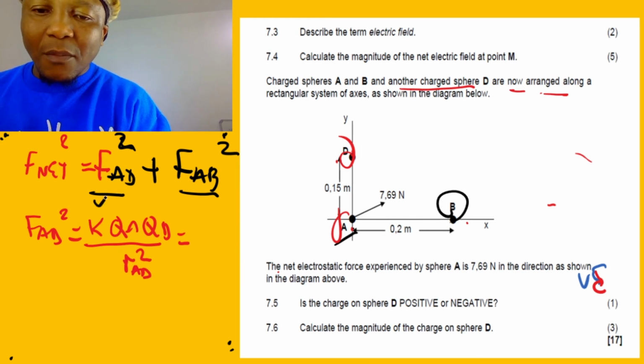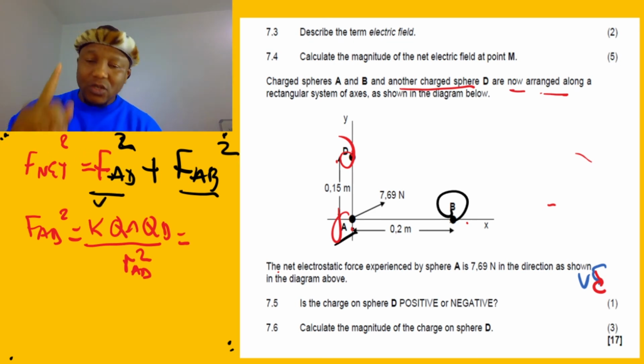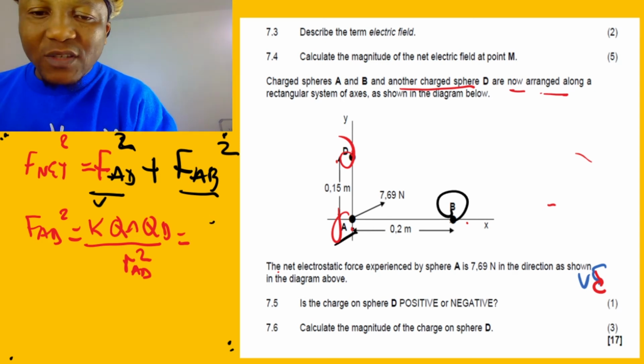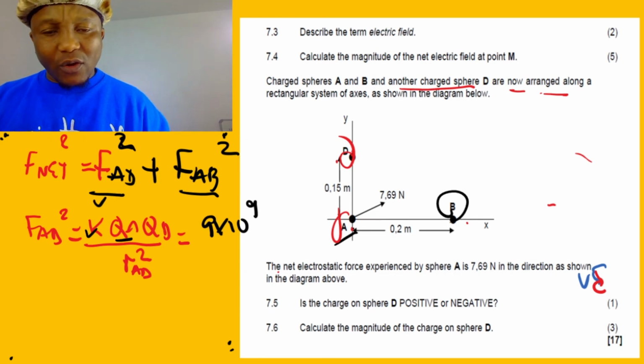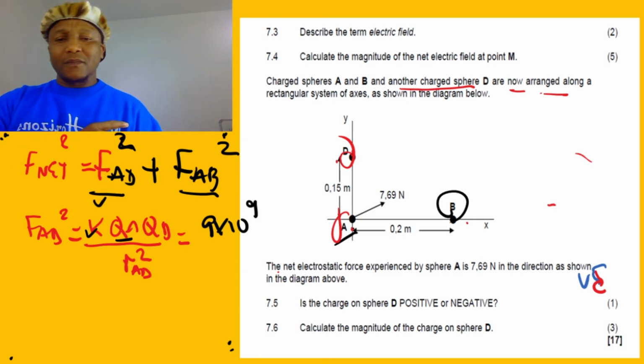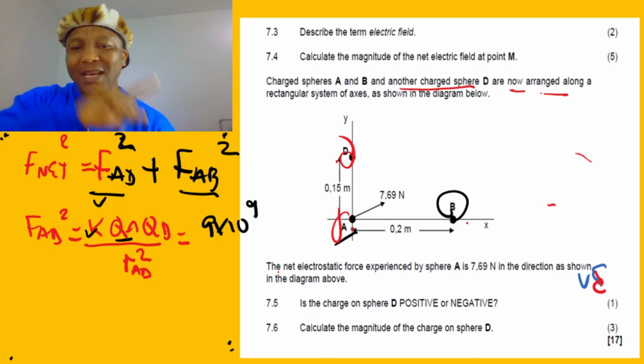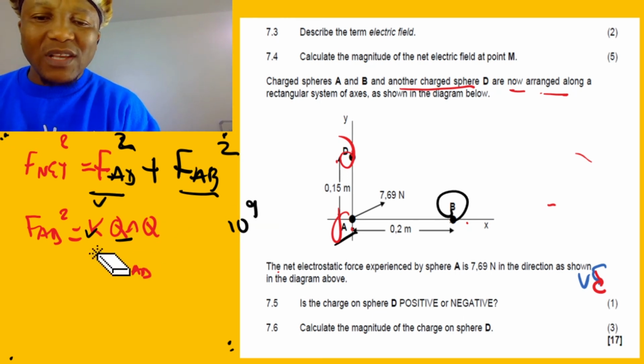Electrostatic constant. But for electric field, do involve the sign. So the electrostatic constant is 9 times 10 to the power 9. Now charge A, do we know? No, we don't know. But look, I think I went all the way around the cycle. I was not supposed to waste a lot of this.